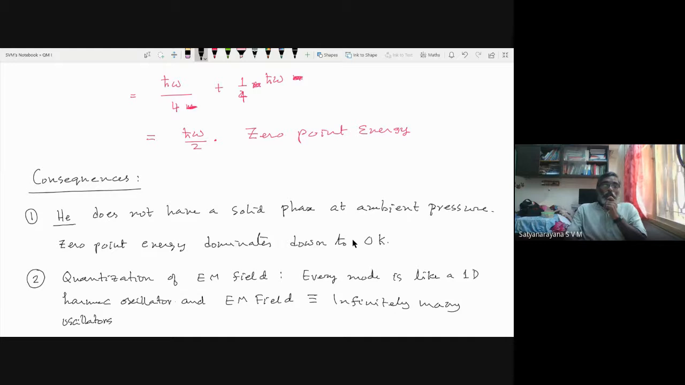You will have an occasion to understand how this comes in your quantum two when you do quantum field theory, a little bit of quantization of electromagnetic radiation. But you have infinitely many oscillators, and each oscillator has zero point energy. So that means the ground state of the electromagnetic field has infinite energy.